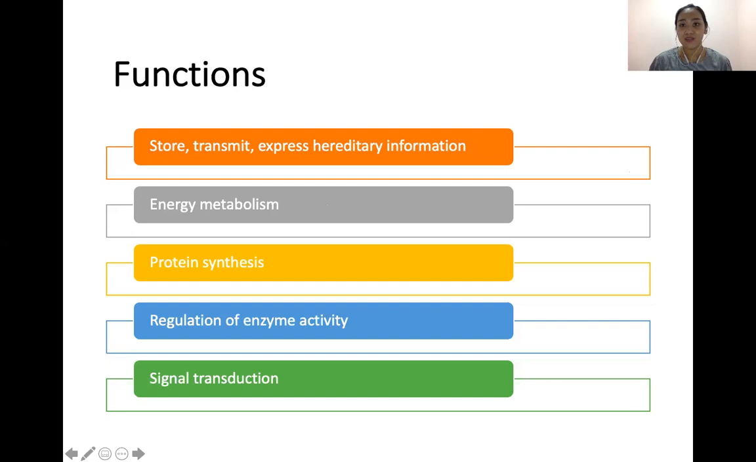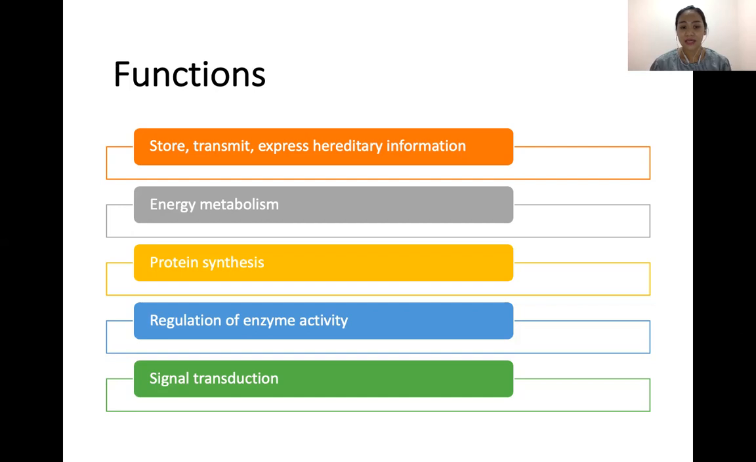For the function, the main function of these molecules is to store, transmit, and express hereditary information. Just like carbohydrates and proteins, nucleic acids also exist as polymers known as polynucleotides, and its monomeric units are what we call nucleotides. Other functions: nucleotides participate in energy metabolism. So there's ATP and ADP, which we will be discussing in our next discussions of metabolic pathways. You will see that these are involved as principal donors and acceptors of phosphoryl groups.